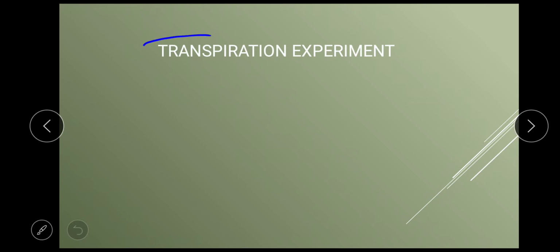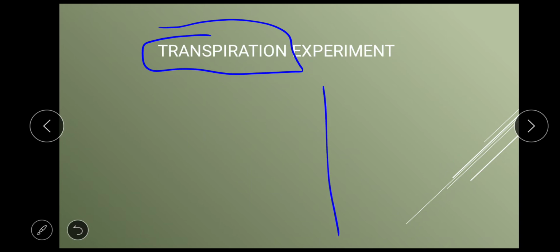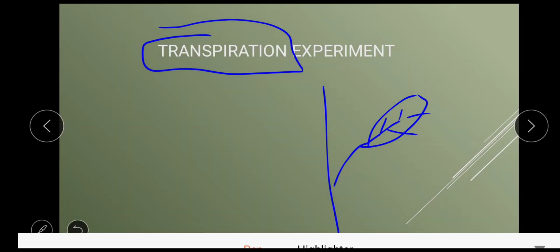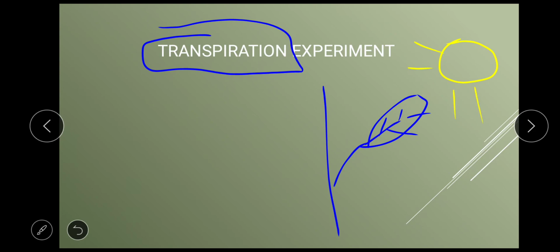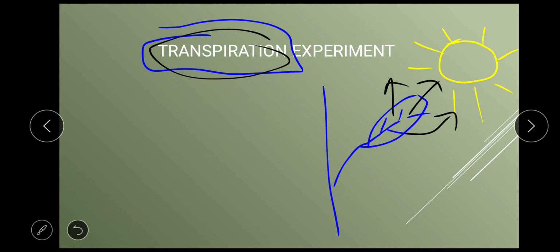Now let's understand transpiration in detail. So basically what was transpiration? Transpiration was that because of the heat from the sun, water from the leaves gets evaporated. Water from the leaves get evaporated. This evaporation is called as transpiration.